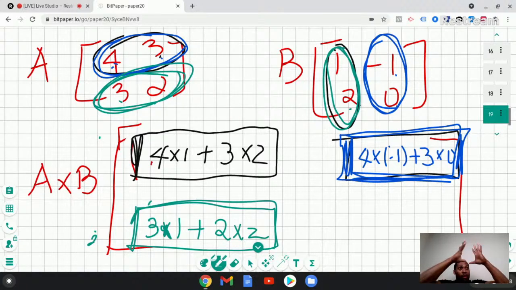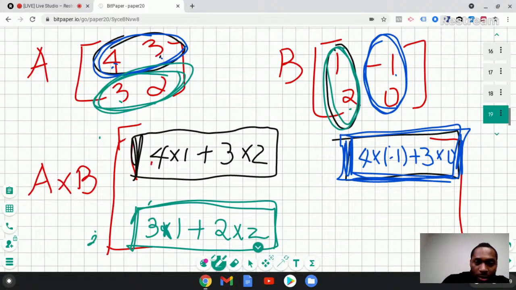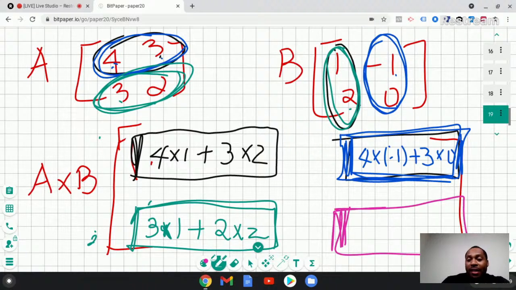And that's it. So now the last entry, let me change color for no reason at all. Purple maybe, or pink. I think we can try pink. All right, so the last entry is the second row, second column. So what I'll do is take the second row of the first matrix.